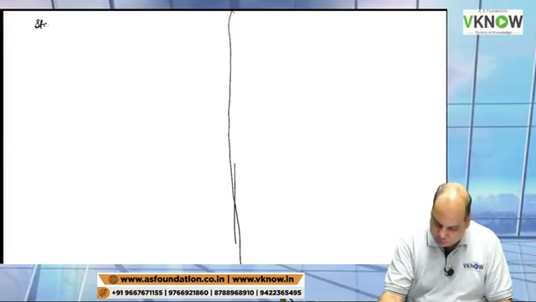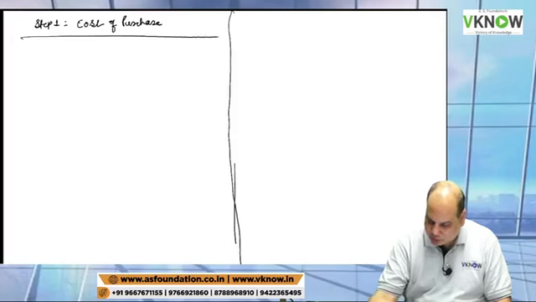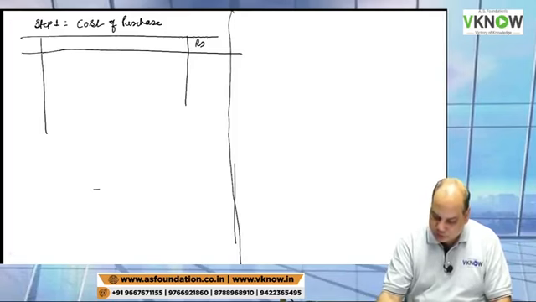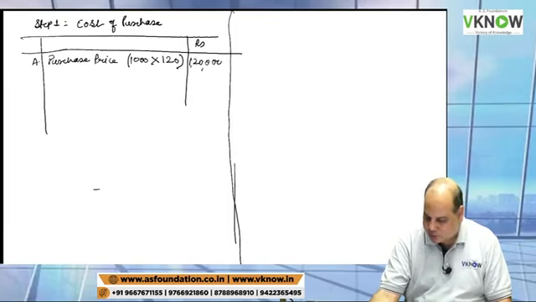Step 1, cost of purchase. Everybody follow me. We have already discussed cost, but we have to write nicely. Yes or no? Yes. A. So first you write down purchase price, 1000 shares into 120 is 1,20,000.